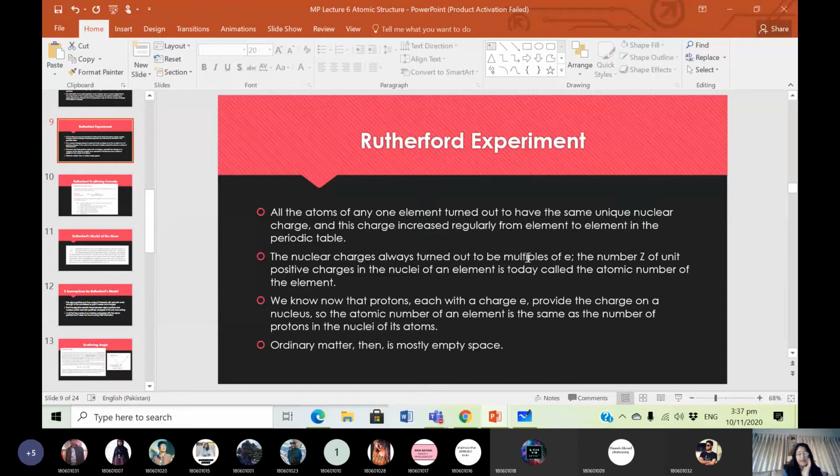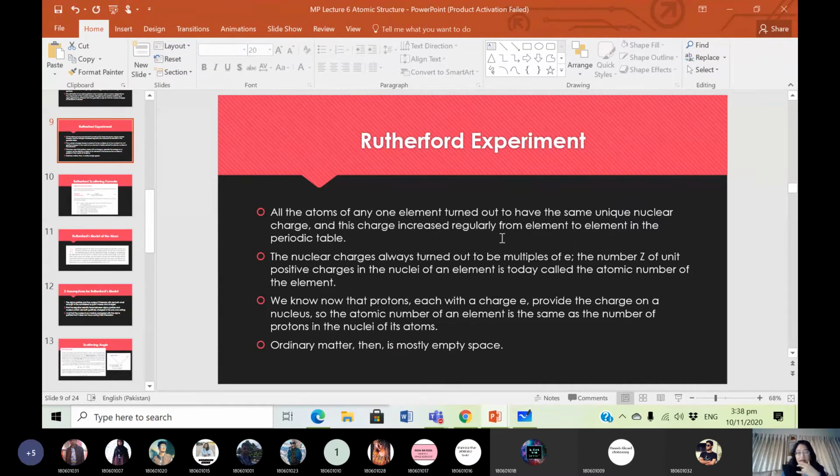Okay, so now we are on the slide, and it says here that all the atoms of any one element turn out to have the same unique nuclear charge. If we take an atom of one element, chlorine or any element, they all have the same unique nuclear charge, ठीक है? जिसमें कुछ number of protons होते हैं. न्यूक्लियस में प्रोटॉन्स होते हैं, न्यूट्रॉन्स होते हैं. न्यूट्रॉन्स आर ऑब्वियसली न्यूट्रल, तो प्रोटॉन्स का जो भी चार्ज होगा, दैट इज द न्यूक्लियर चार्ज.